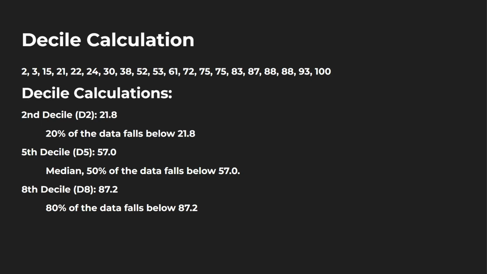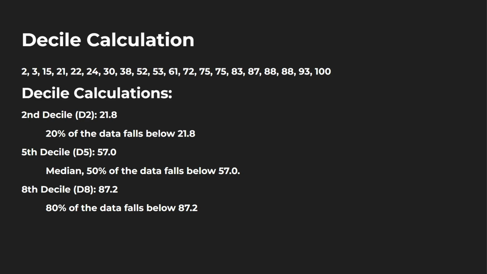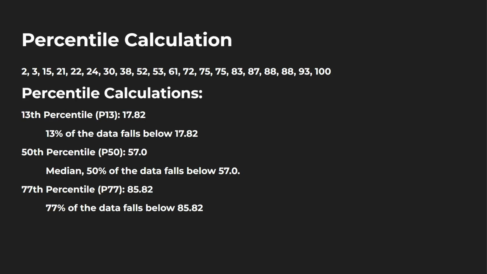Now on the decile side of things, the second decile, D2, is 21.8, so 20% of the data falls below 21.8. The fifth, D5, is 57, which is our median. Again, you can see Q2 and D5 are the same. And then our eighth decile, D8, is 87.2, so 80% of the values are below 87. All right, and now let's look at percentiles.